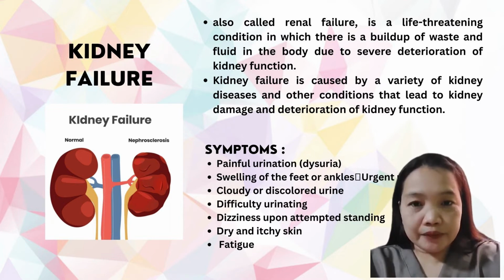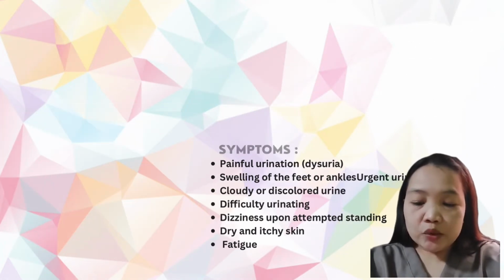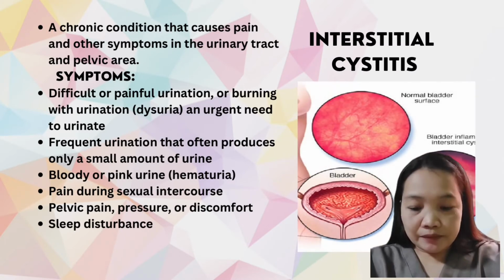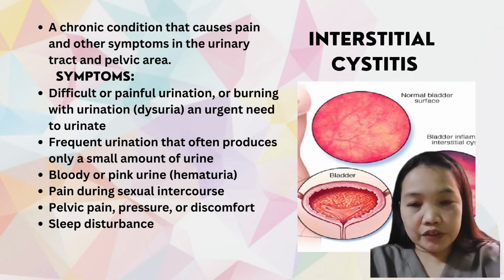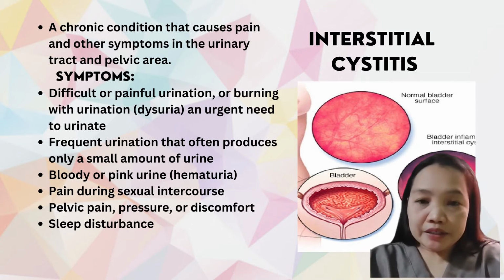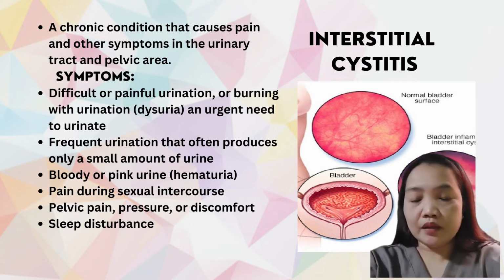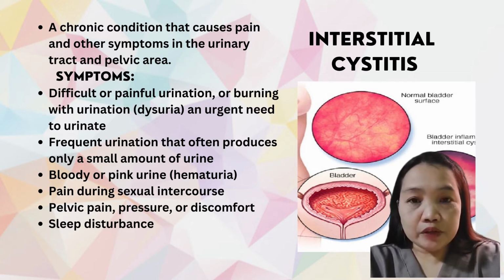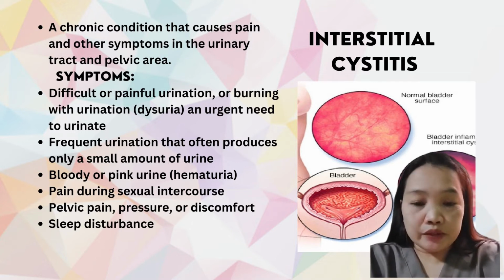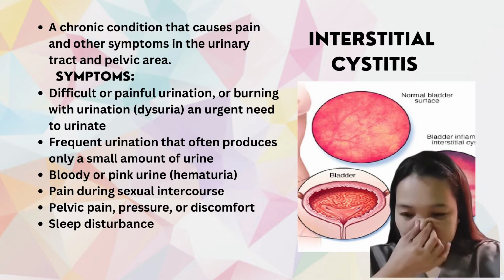itchy skin, and fatigue. The next one is interstitial cystitis. It is a chronic condition that causes pain and other symptoms in the urinary tract and pelvic area. The symptoms are difficulty or burning with urination, or dysuria, hematuria, pain during sex, and sleep disturbance.